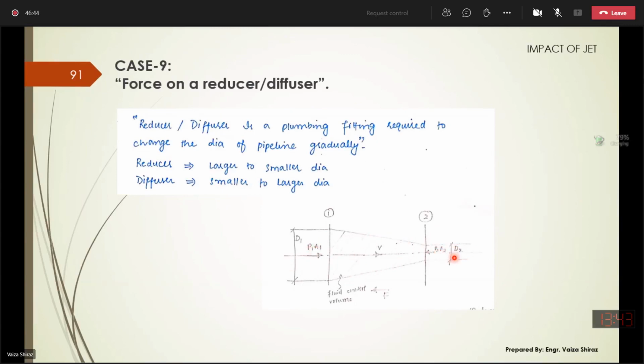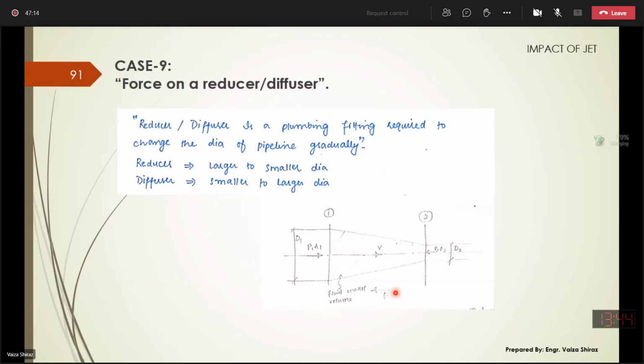A1 and A2 are the respective areas. This P1A1 is the pressure force at section 1 and P2A2 is the pressure force at section 2. This V shows the direction of the flow. Now this is the force F which you have to compute. Whatever force this fluid is exerting on the whole conduit, consider an equal force to be applied on the fluid by that fitting as well, that is F.